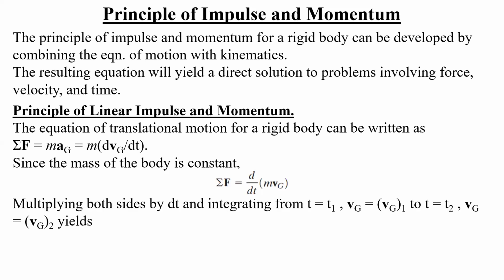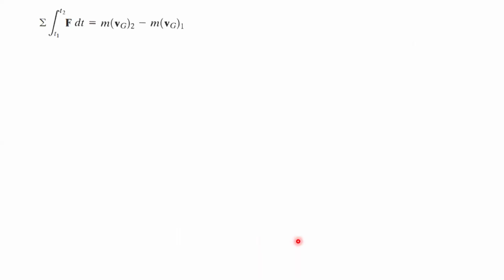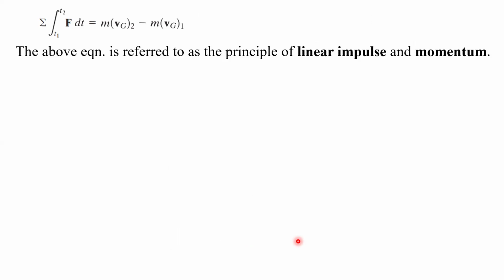Multiplying both sides by dt and integrating from t equals t1, when v_G equals v_G1, to t equals t2, when v_G equals v_G2, yields summation of the integral of F dt equals m(v_G2 minus v_G1). This above equation is referred to as the principle of linear impulse and momentum.